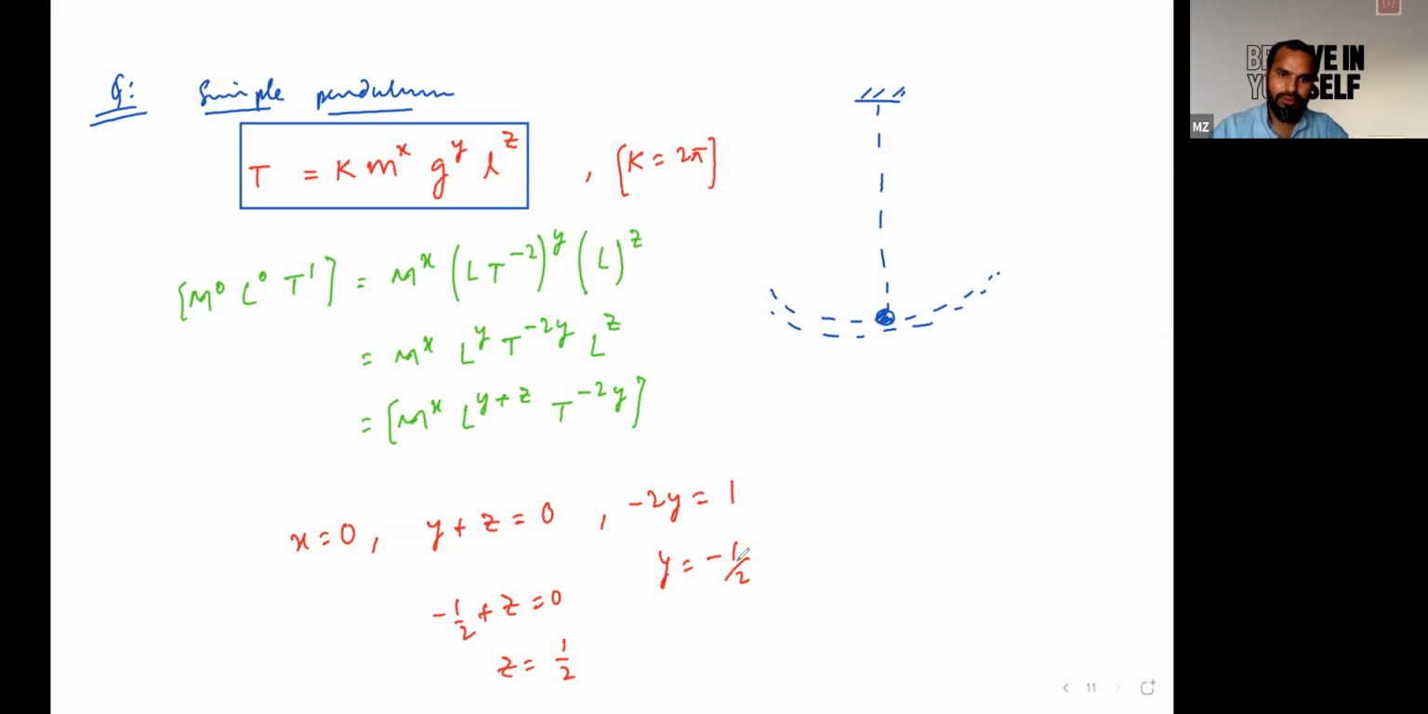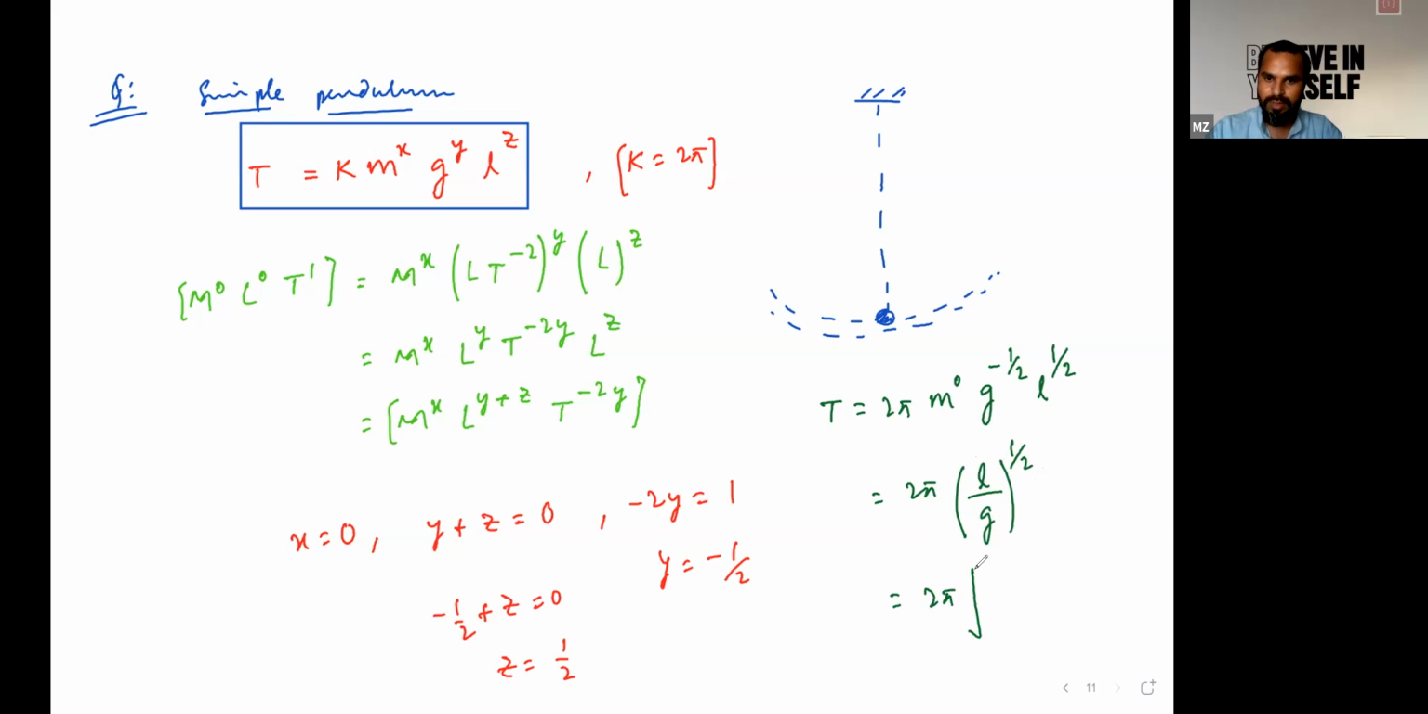Yes, sir. So on putting all these values in the first expression, it would be 2 pi, m raised to the power 0, g raised to the power y, which is minus 1 by 2, and L raised to the power z, which is plus 1 by 2. Any number to the power 0 would be 1. If a term has a negative exponent, bring it to the denominator and it becomes a positive exponent. Since the exponent of both terms is the same, we take it common. The exponent 1 by 2 is written as square root. So it will be 2 pi root under L by g. Is it clear? Yes, sir.